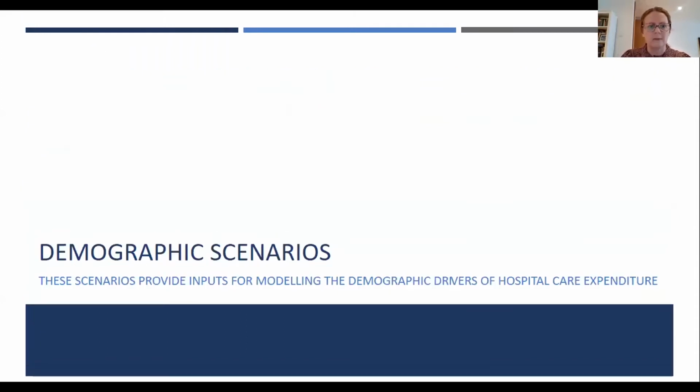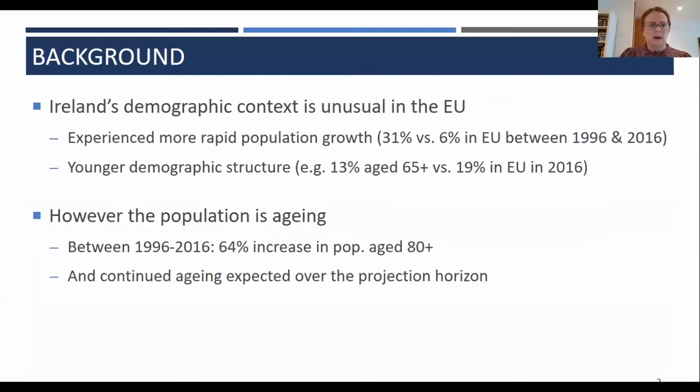Looking first at demographic scenarios. Just by way of background, Ireland's demographic profile is somewhat unusual within the wider EU. Ireland has experienced stronger population growth. For example, over the 20-year period 96 to 2016, the population in Ireland grew by 31% compared to just 6% in the EU. Ireland also has a relatively younger demographic structure. So for example, around 13% of the population is over the age of 65, compared to 19% in the wider EU.